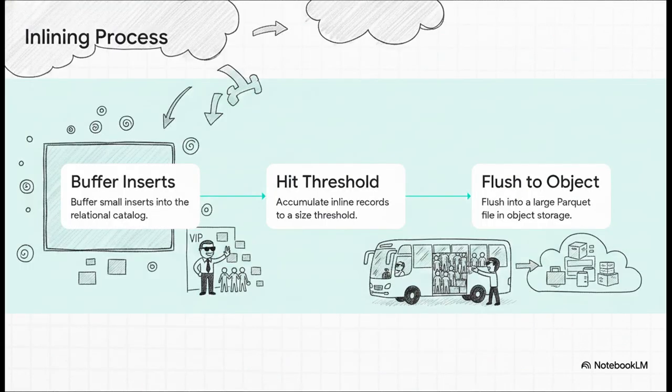The workflow is actually super straightforward. Step 1, you buffer those small streaming inserts straight into the relational catalog. Step 2, the system just waits until those records hit a specifically configured size threshold. And Step 3, once you hit that threshold, boom, Duck Lake flushes them all out into a large optimized Parquet file in your object storage. Think of it like a bouncer at a club, keeping folks in a VIP line until there are exactly enough people to efficiently fill a party bus, and then sending them all out at once. It totally prevents that small file chaos.